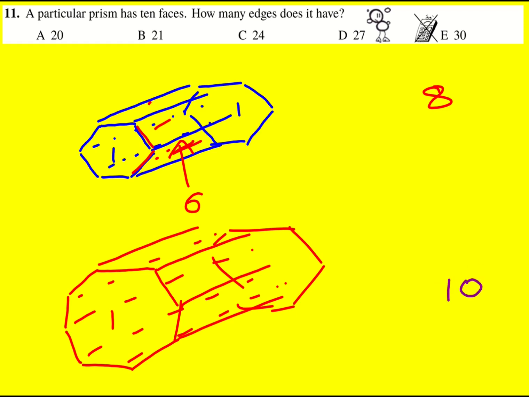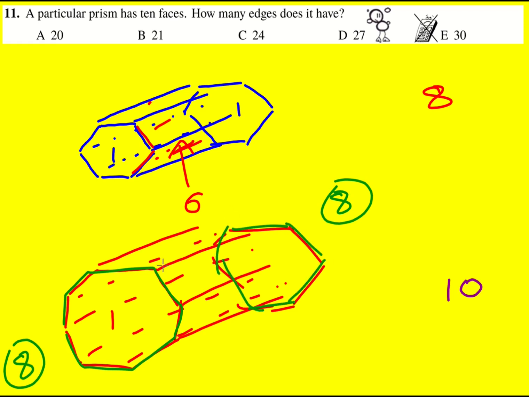Well, how many edges do I have? There's going to be 8 edges from this octagon, and then another 8 from the one at the other end. And then every single vertex, of which there are 8 as well, is going to join with the respective vertex over here to create another 8 edges. And therefore we've got the answer. It's got to be 24.